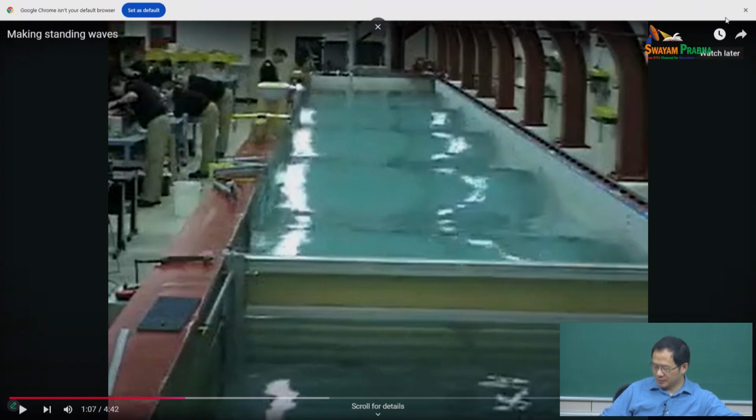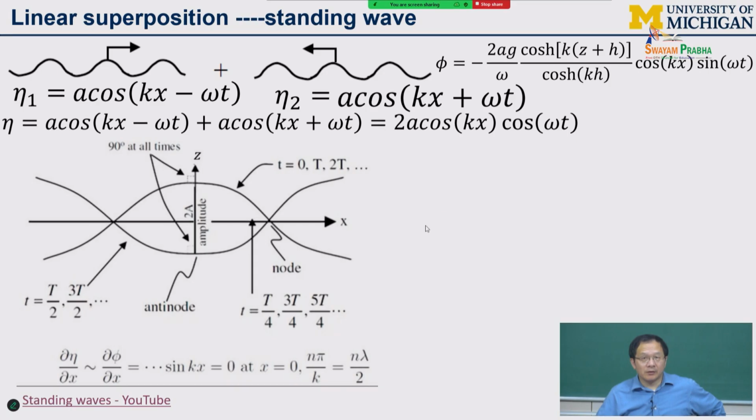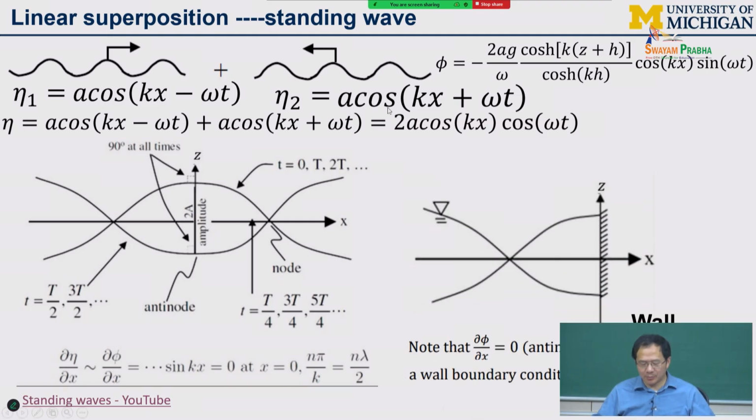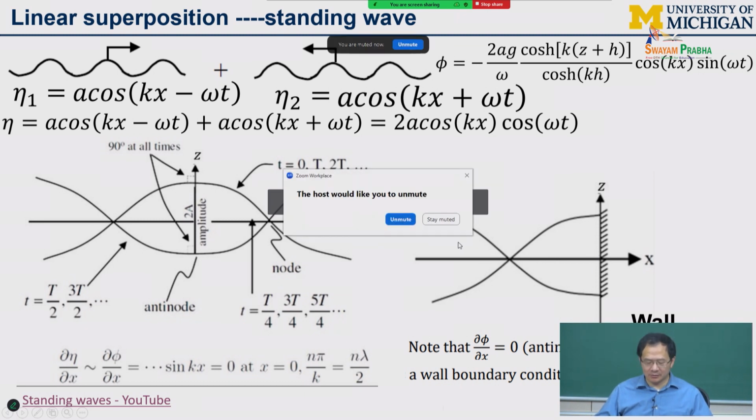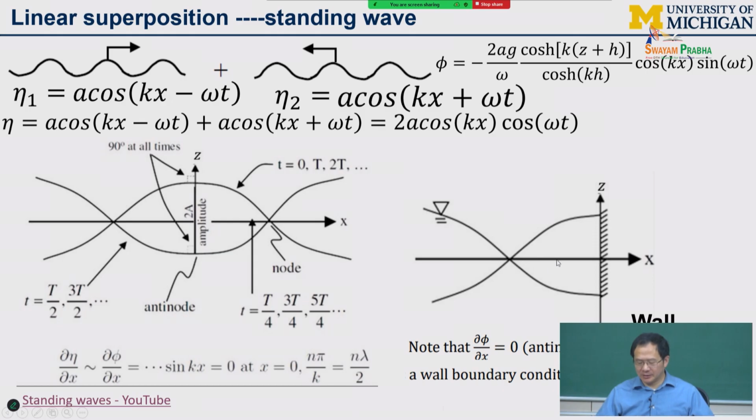Okay, and let me come back. Okay, that is the concept of a standing wave. And in a standing wave, the wave amplitude can be doubled. And one way to generate a standing wave is to have a hard wall reflection, and in that case you get a standing wave, right?